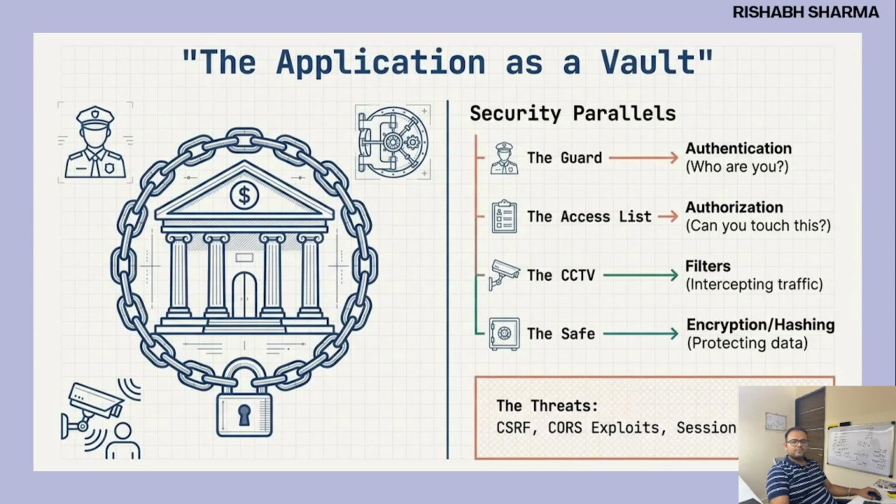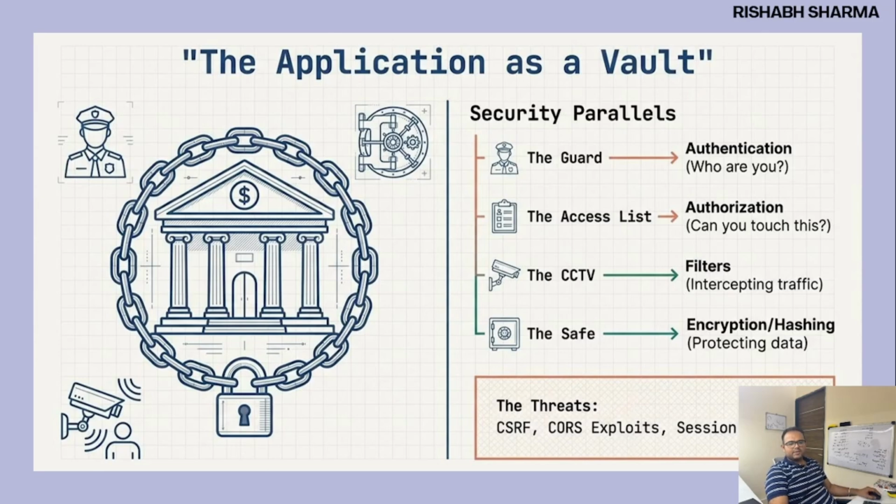Before entering a vault, a guard stops you and asks, who are you? That is authentication. In Spring Security terms, it is username and password, JWT validation, or OAuth login. Authentication answers: are you really who you claim to be? If authentication fails, you don't even enter the vault or the system.